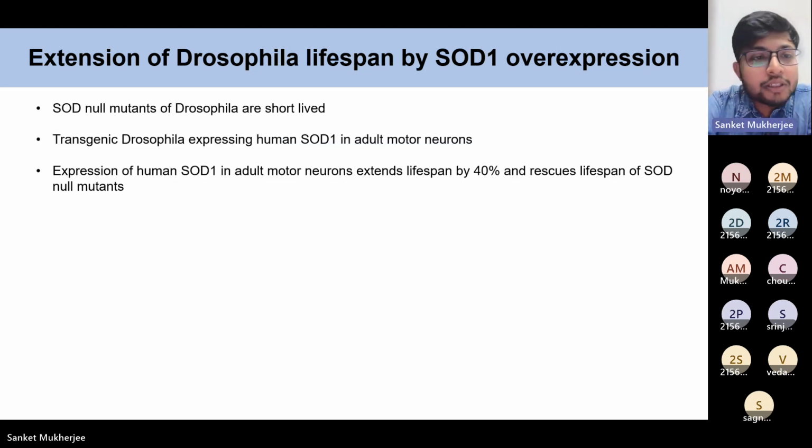So what happens? SOD null mutants of Drosophila are short-lived. And the transgenic Drosophila, why is it transgenic? Because it is not expressing its own gene. It is a gene from humans. So the transgenic version of Drosophila, which expresses human SOD1, shows an extension of lifespan by 40%. Is that clear? Yes, sir. Very less attendance today.